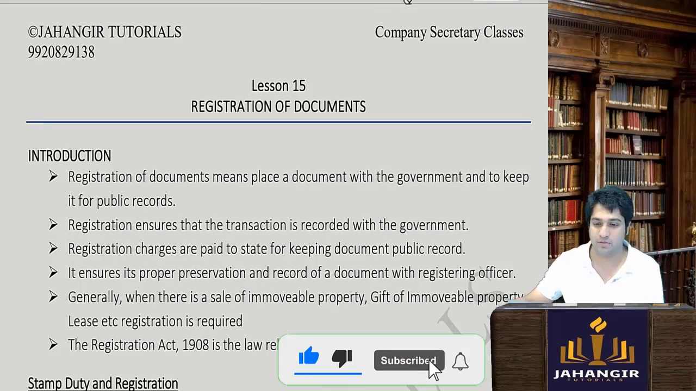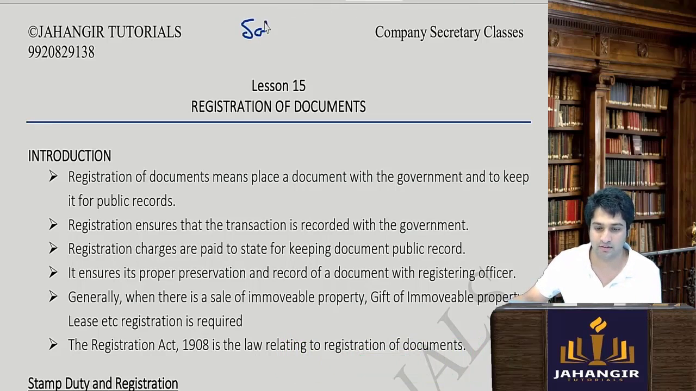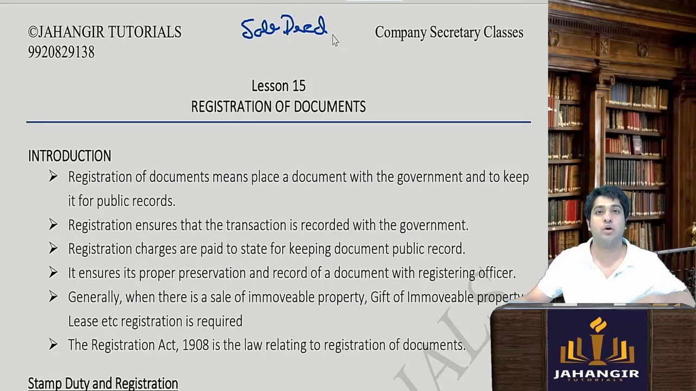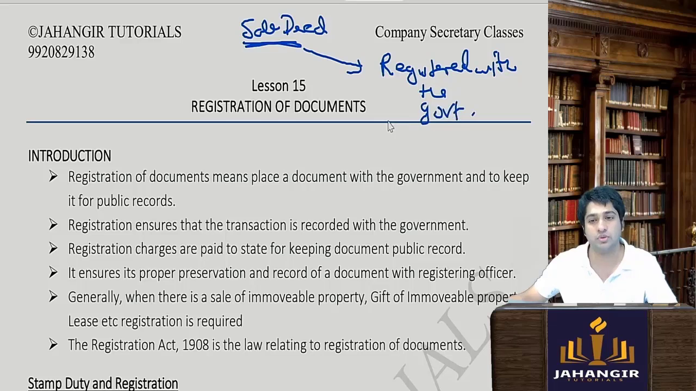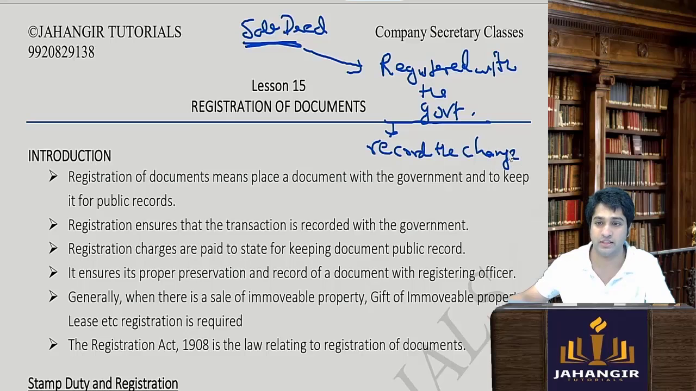Now let's say when you buy a property, you will execute or enter into a sale deed. Now this sale deed, this document needs to be registered with the government. So once you register this with the government, they will come to know that the ownership has changed and they will record the change in ownership.